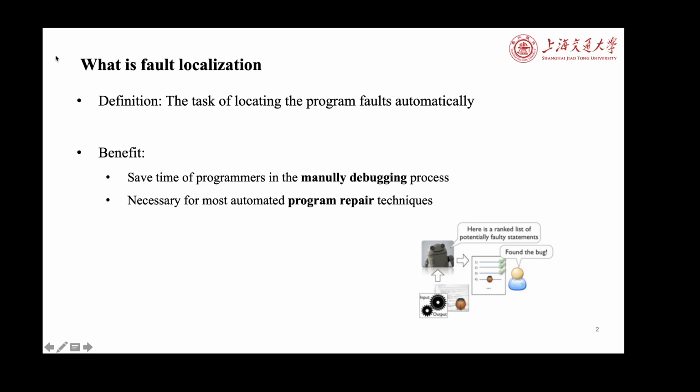Why do we need fault localization? There are two main reasons. First, it helps to save time of programmers in the manual debugging process. Second, it is necessary for most automated program repair techniques.